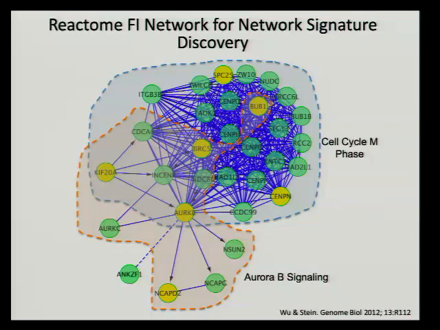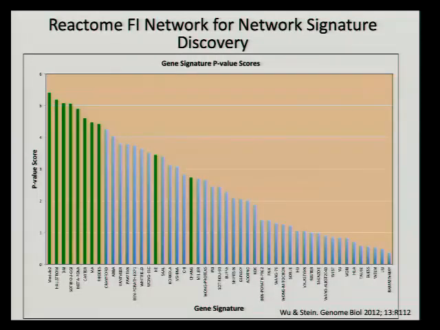You can see based on our functional enrichment analysis, this module is enriched in genes involved in the so-called Aurora B signaling and cell cycle M phase. Aurora signaling is related to chromosome maintenance. Both of them are related to cell proliferation. So it totally makes sense, because high expression here means high cell proliferation, so there is a shorter survival time. Okay.